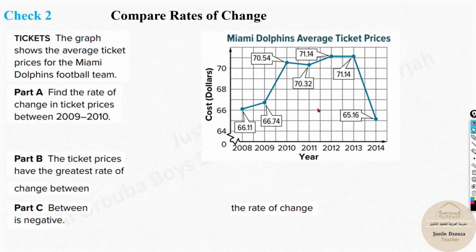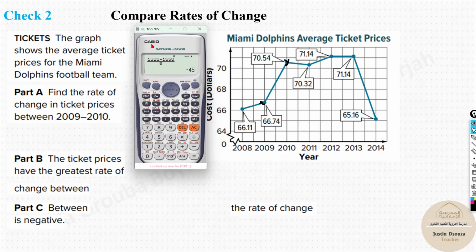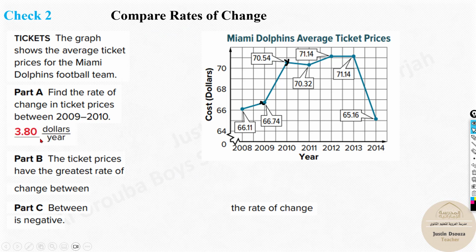That's how it is. There's a check problem. Again, please do pause the video, try it by yourselves. The more you practice, the more easy it becomes for you. Now here part A, they have asked from 2009 to 2010. I'll directly do it in the calculator. You can also save time and do it in the calculator directly. 2010 is the second value. So what is the y? Y is 70.54 minus 66.74 divided by 2010 minus 2009, which would be 1, and the rate is 3.8, that is $3.8 per year.